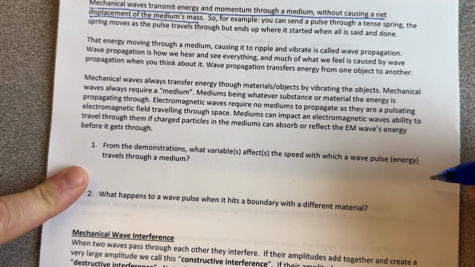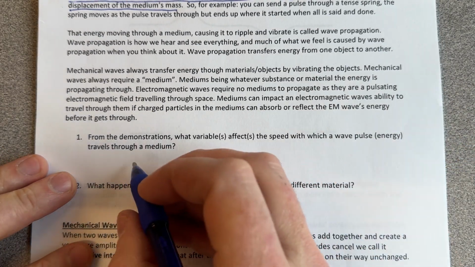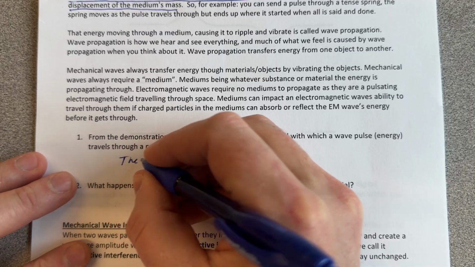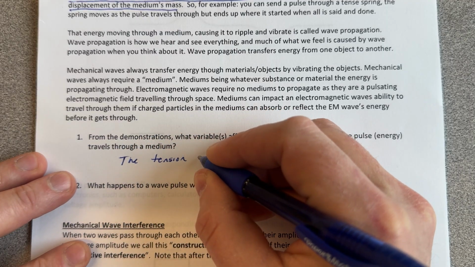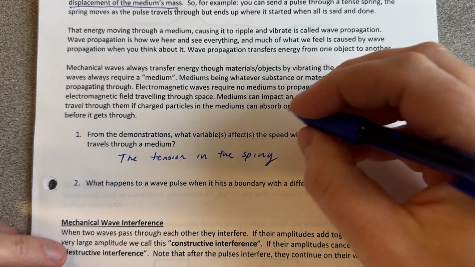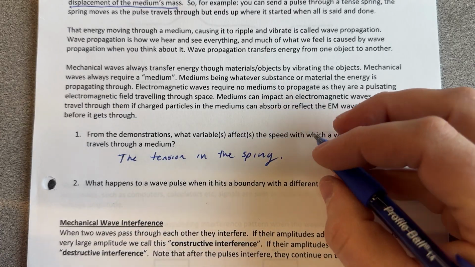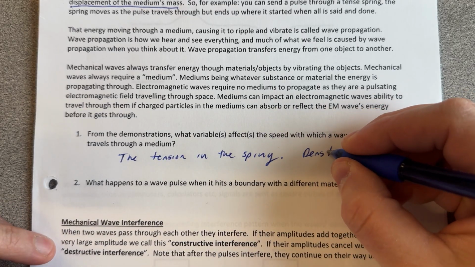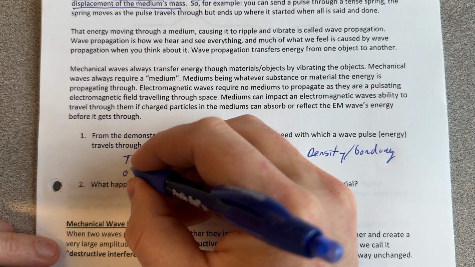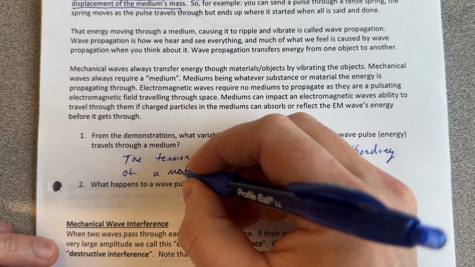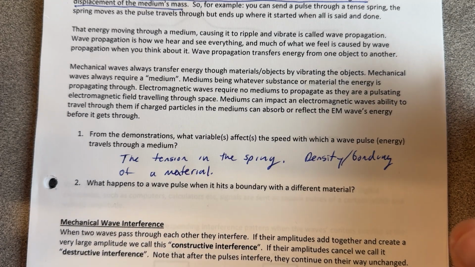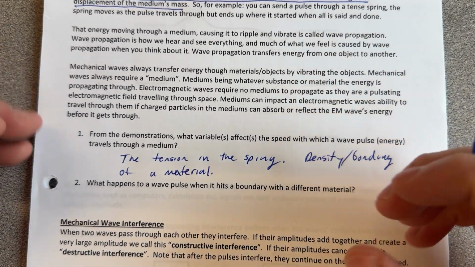From the demonstrations, what variables affected the speed with which a wave pulse energy traveled through a medium? For my demonstrations, it's really just the tension in the spring. And the spring is just a model for any medium, right? So I suppose that goes with the density, right? Density and bonding of a material. So a solid is bonded more strongly than a liquid, which is bonded more strongly than a gas.